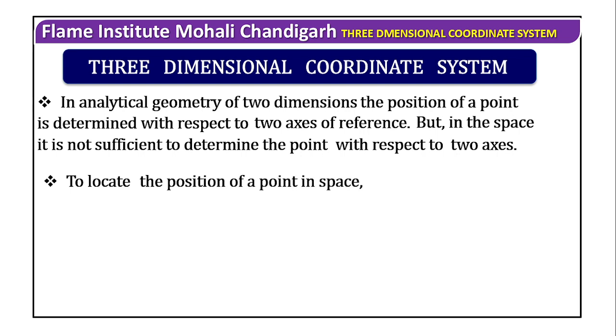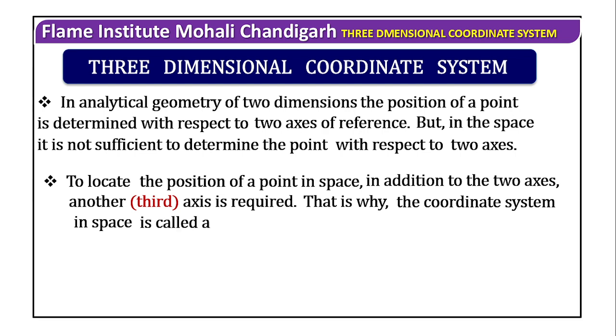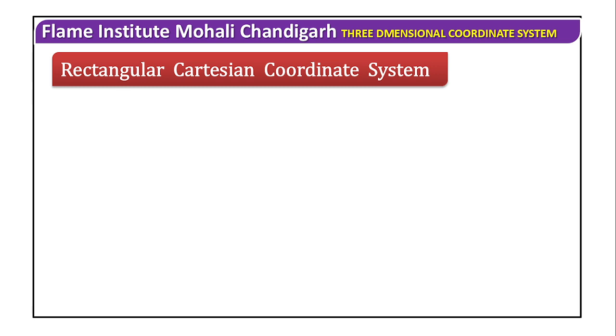To locate the position of a point in space, in addition to the two axes, another third axis is required. That is why the coordinate system in space is called the three-dimensional system. Okay, so now what is the rectangular Cartesian coordinate system?